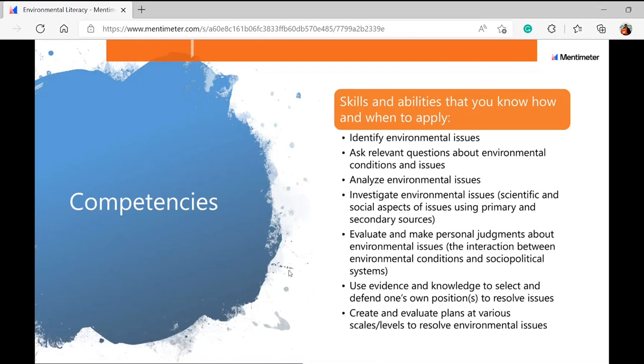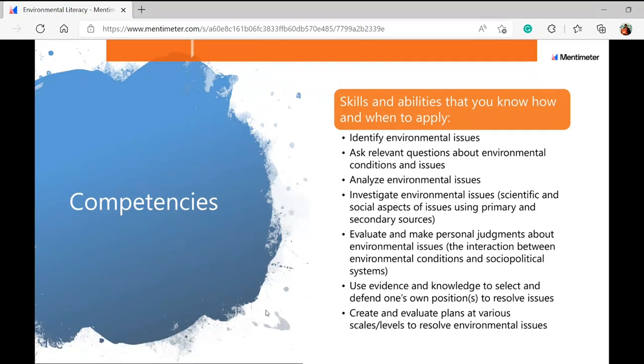The ability to analyze environmental issues and do those analyses to find out why those are happening, where they are happening, investigating environmental issues, scientific and social aspects of issues using primary and secondary sources. Many of our programs are already doing that. Young Reporters for Environment is a good example. When we do audit as part of the 7-step process of Eco School, we are doing that.